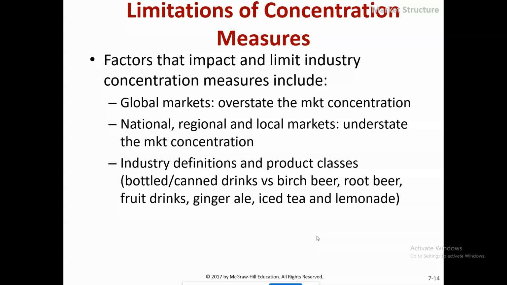Thirdly, how we define an industry and product classes also influences the market concentration indexes. For example, are we discussing soft drinks as close substitutes like colas? Or are we talking about a much more broadly defined notion of soft drinks, which also includes birch beer, root beer, fruit drinks, ginger ale, iced tea, and lemonade? The definition for industry changes concentration indexes.